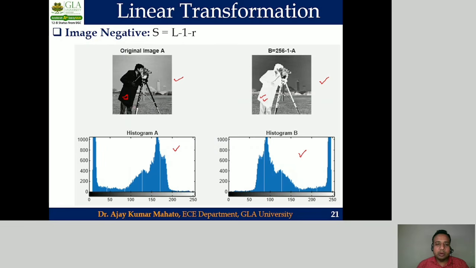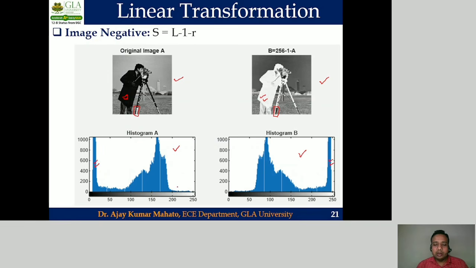Similarly, you can observe this object. This object in the original image is white, a bright color, and after performing the image negative operation, this object in the output image becomes black, a dark color. Similar trends you can observe in the histogram also. In the histogram of original image A, this peak corresponds to the dark side, and after the image negative operation, that peak is shifted to the bright side.